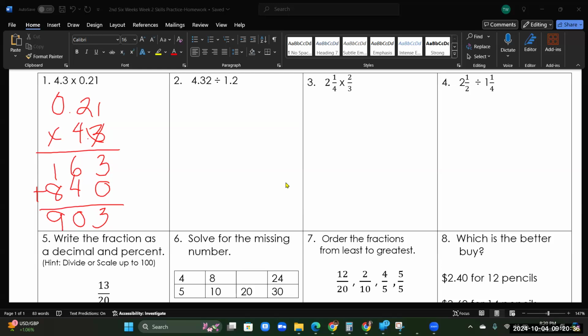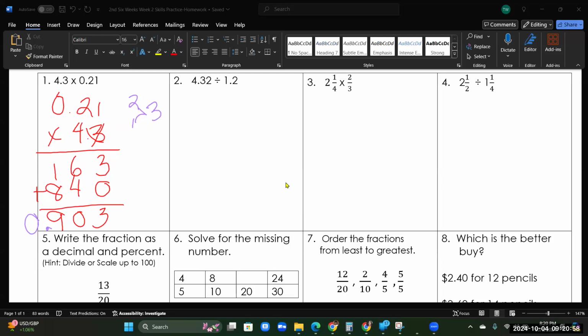You then want to go and count your places after the decimal in your factors. The first one has 2 places. The second one has 1 place. So that means we need 3 digits after the decimal. 1, 2, 3. So that means all of those will go after the decimal. We put a 0 in the front.